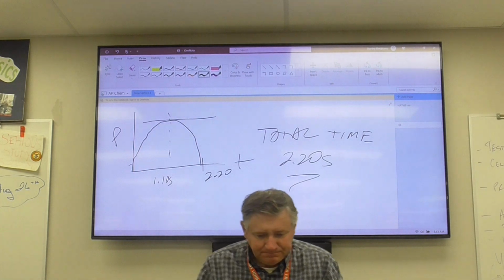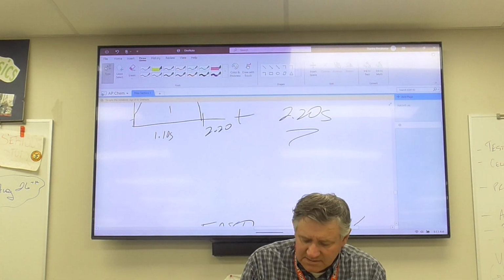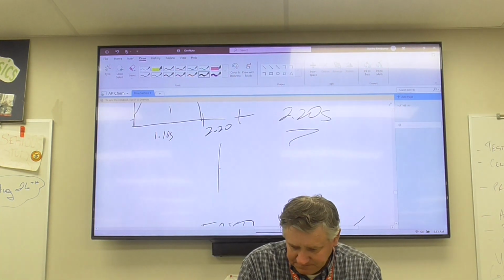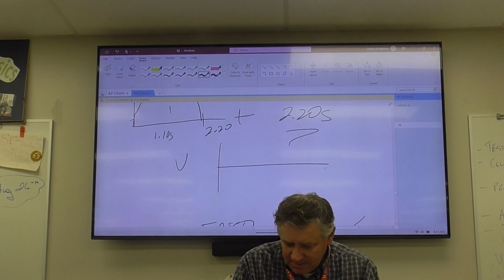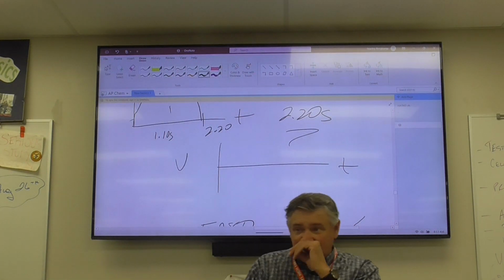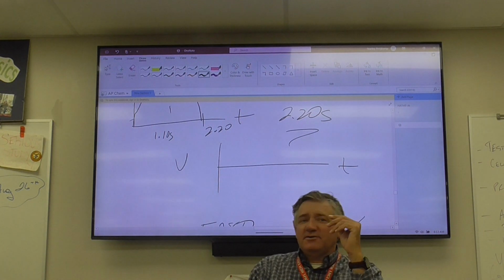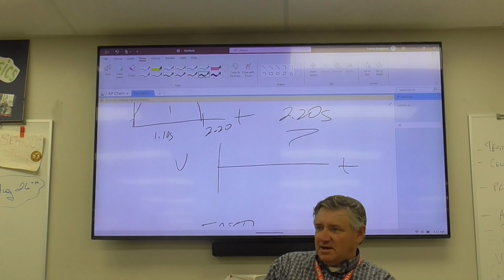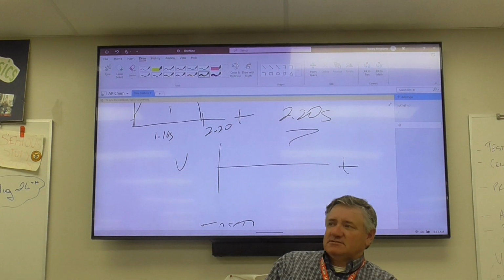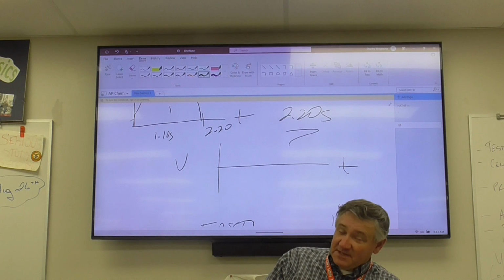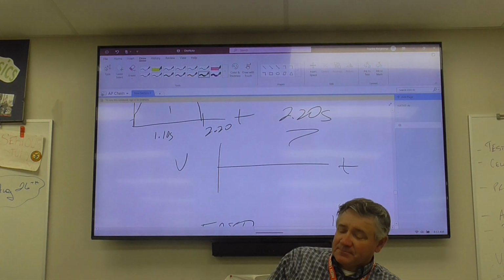Now, let's talk about your velocity time graph. At this point, you're going to draw a velocity time graph, but you're not going to know what the initial velocity of the object is. We're going to find it. That's the whole heart and soul of this lab.